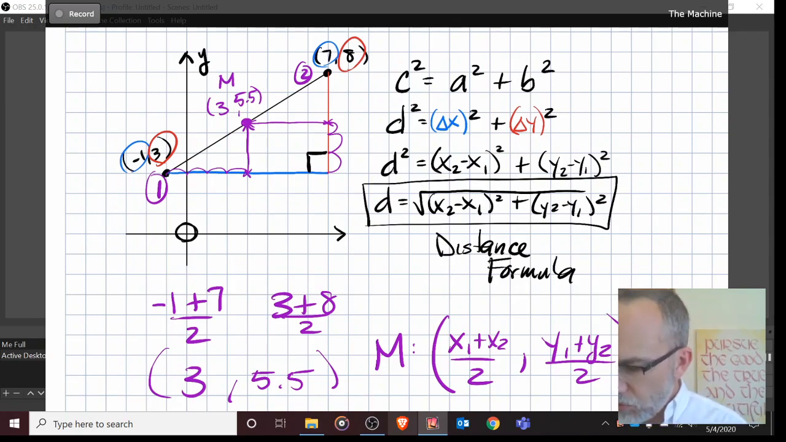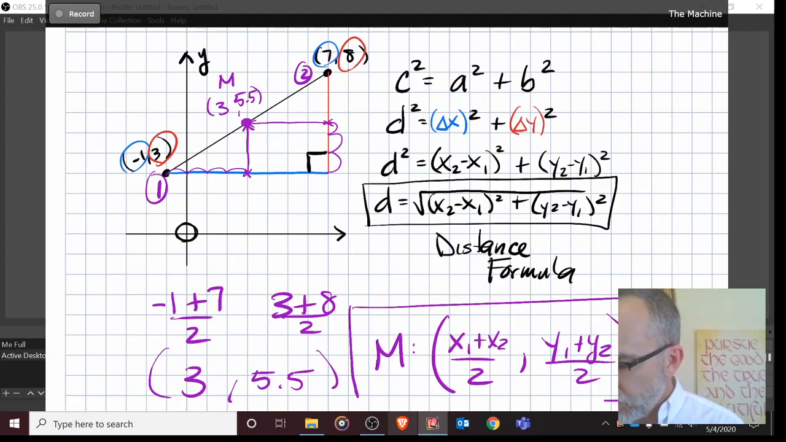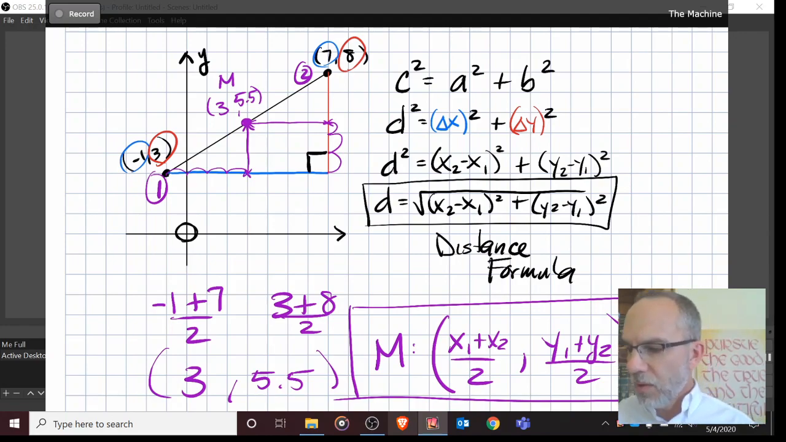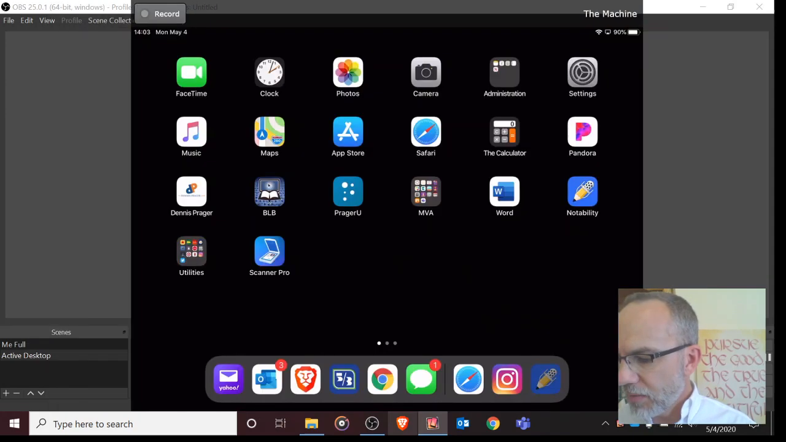Okay, so you should have that committed to memory too, but don't be a slave to just memorizing a mindless formula or a mindless expression. Just understand what it means. It's just the average of the x values and the average of the y values. And the distance formula is just the Pythagorean theorem. Okay, so now let's do some practice problems.